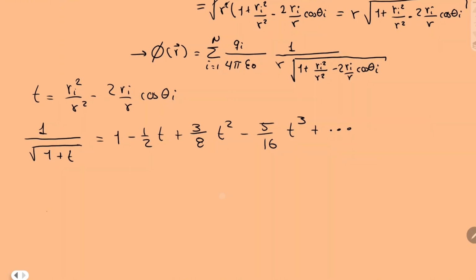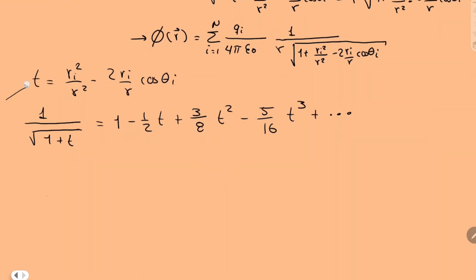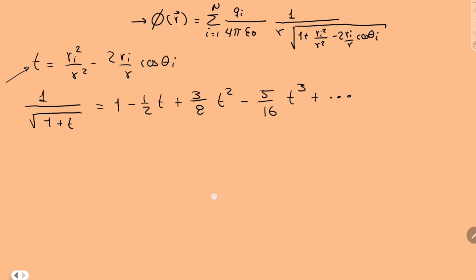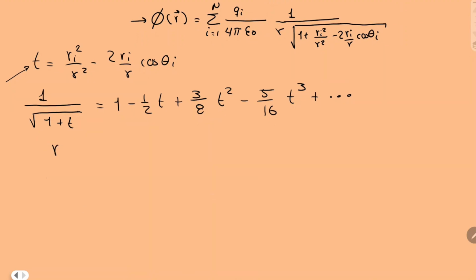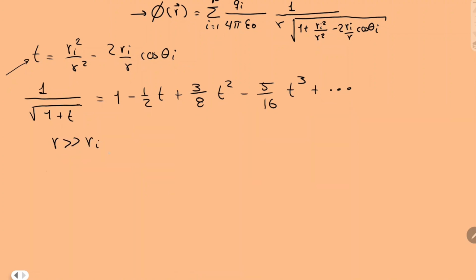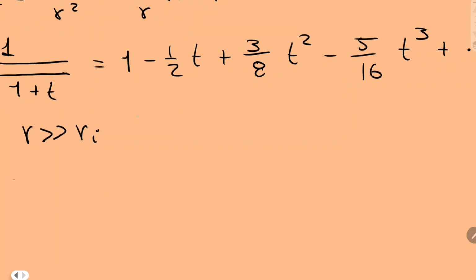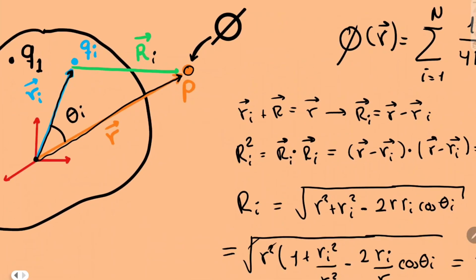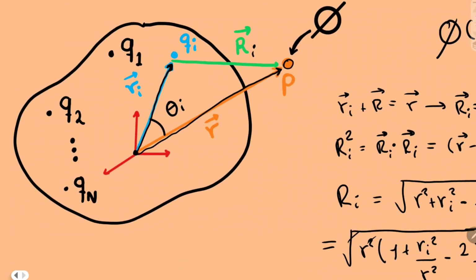Okay, so we are going to use this formula with this definition of t. And before doing that, we are going to make an assumption. We are going to assume that r is much bigger than ri. If r is much bigger than ri, then the quotient ri over r will be almost 0. That means we are measuring the electric potential at a point P that is very far away from the distribution of electric charges that we have, making the magnitude of this vector r much bigger than the magnitude of this vector ri that points to the charge qi.